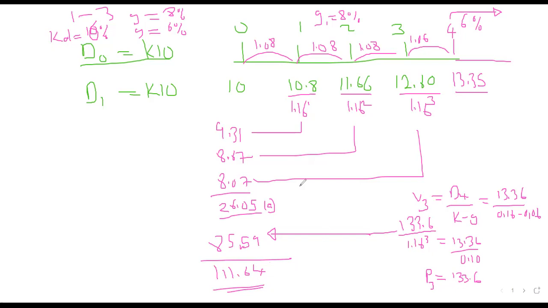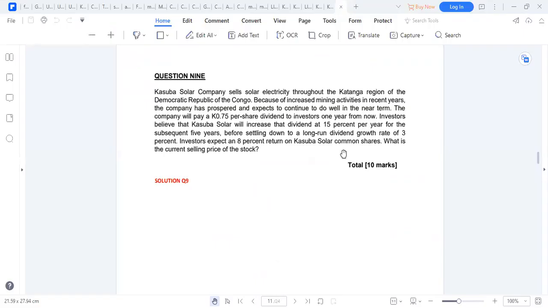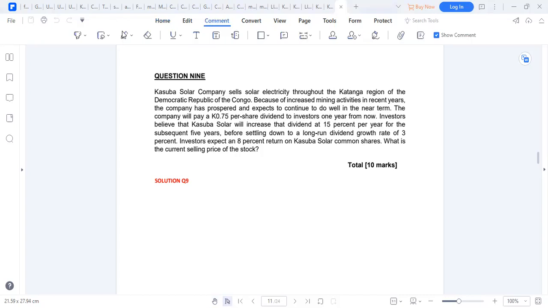Okay, so this being said, I want us now to religiously calculate the value of stock for this company. Let's identify whether we're given D1, D2, the growth, then we tabulate it together. Are we together? So slowly, let's go through it. Kasuwa Solar Company sells solar electricity throughout the Katanga region. Because of increased mining activities in recent years, the company has prospered and expects to continue to do well in the near term. Now, here are the figures. The company will pay 0.75 per share to the shareholders 1 year from now. So tell me, what dividend is that? What data is that?